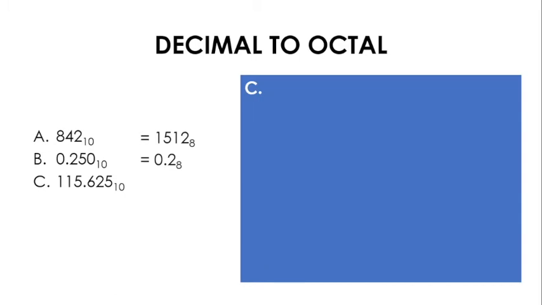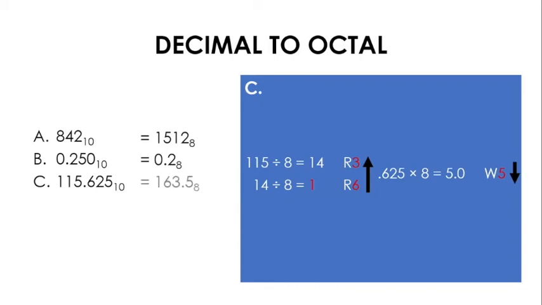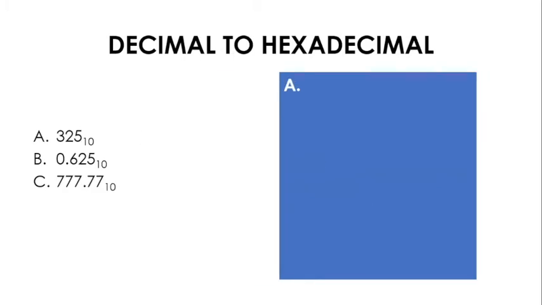For the last example, we will just do the same process as we've done on the previous examples. We will be dividing the whole number part by 8, and multiplying the fractional part by 8. So the octal equivalent of decimal 115.625 is 163.5 octal.